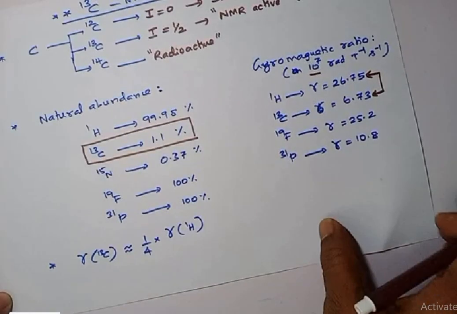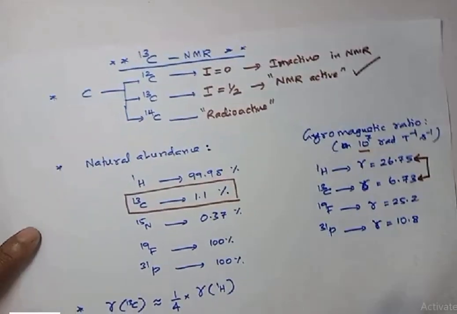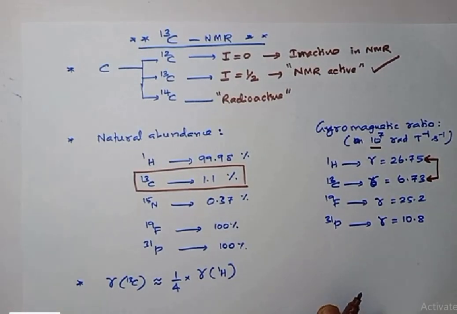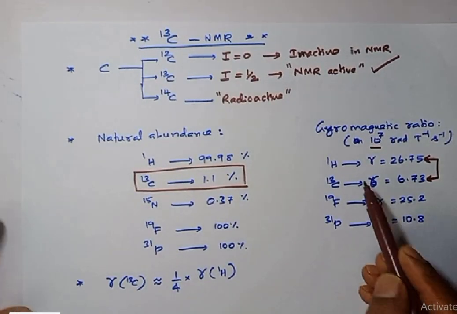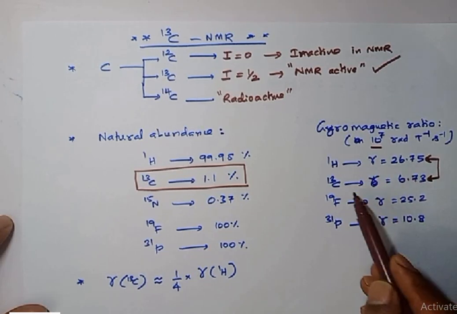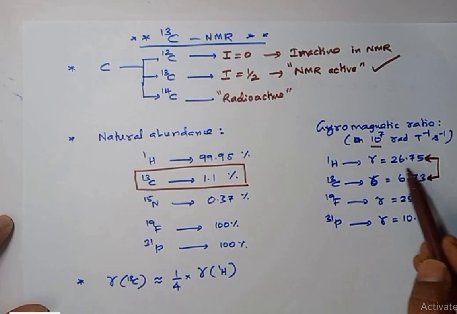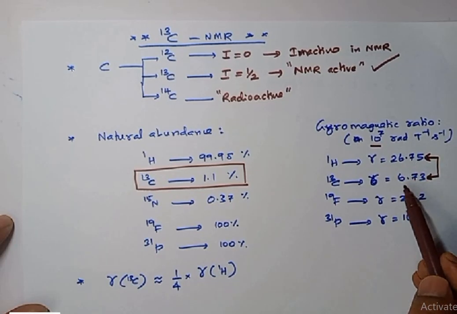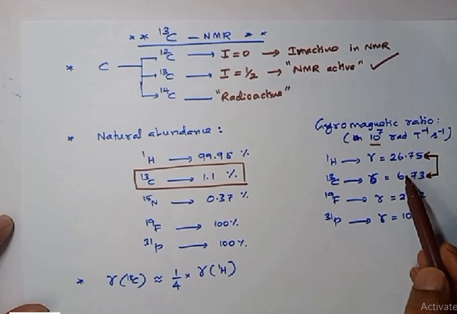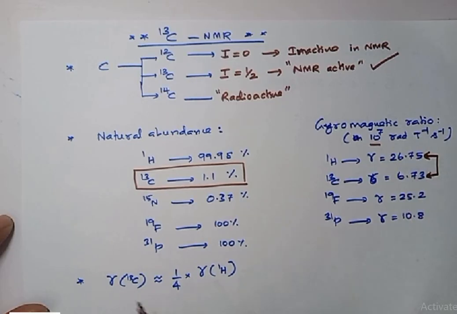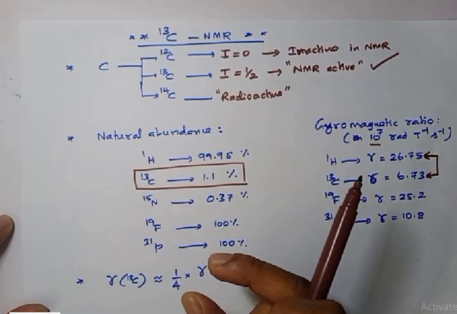Now, if you observe this carefully, compare the gamma value of proton and the gamma value of C13. Don't worry about 10 power 7, just compare these values: 26.75 and 6.73, it is approximately 4 times. So the gamma value of C13 is 4 times smaller than the gamma value of proton. The gamma value gives you an idea about the energy gap.